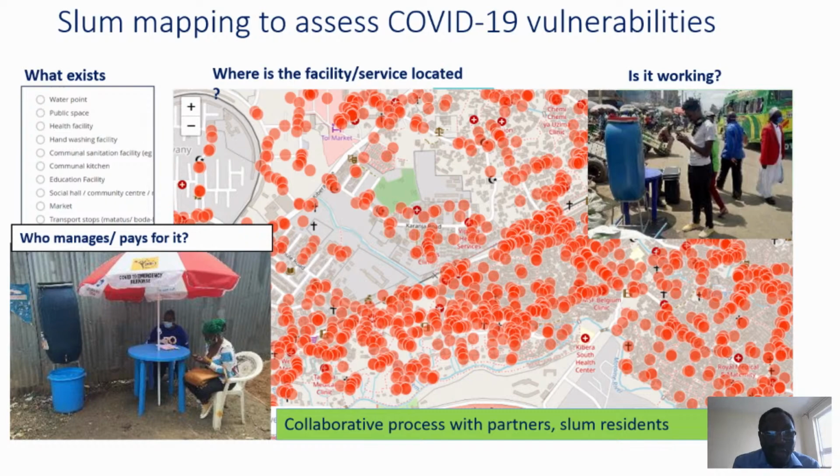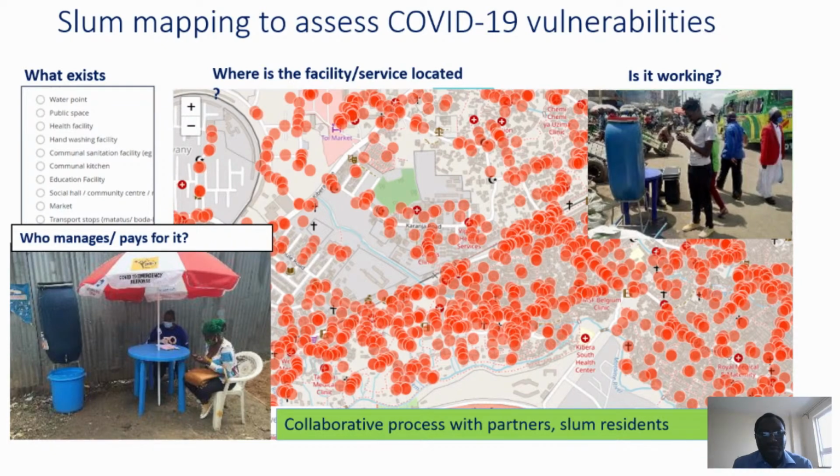And these are some parameters and assumptions we used at the beginning. What exists, where is the facility or service located, what is the location, does it work, and how can people use it. This was based on a collaborative process with slum residents and other entities. And this went through some training of the youth for many days on the use of GPS, maps, and the different tools necessary for data collection.